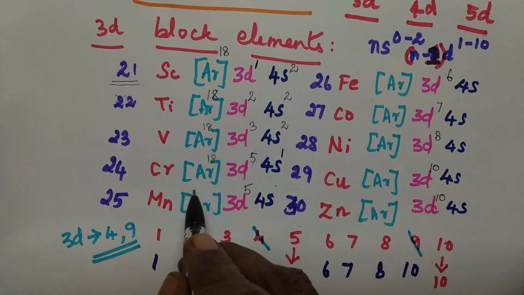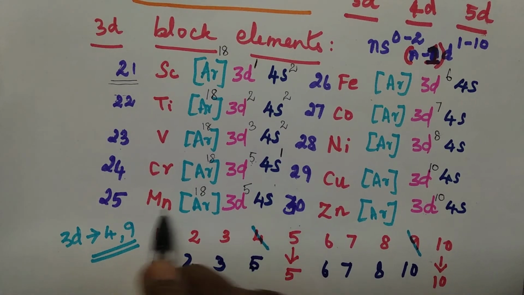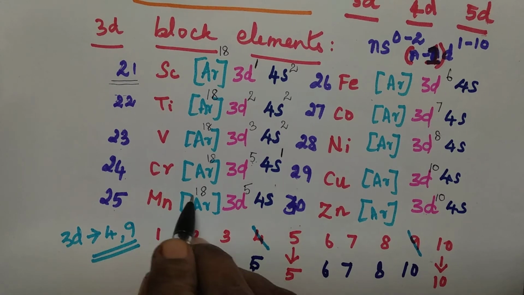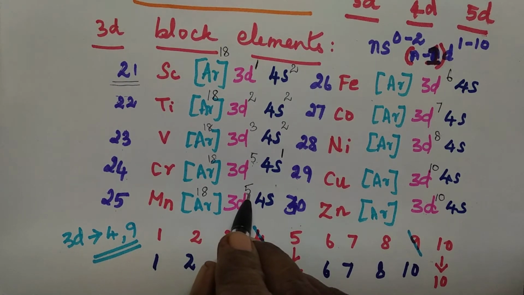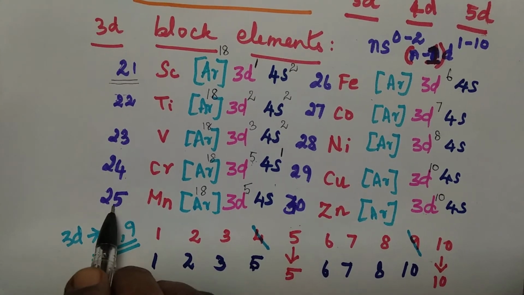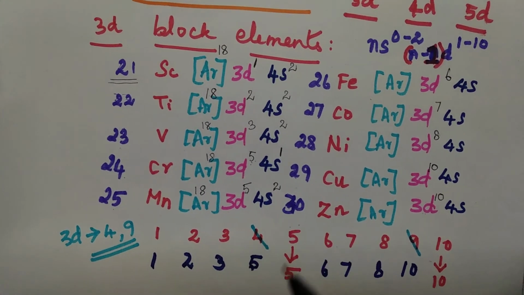Okay, like that, 18 plus 5 is 23. The next one has 25 electrons, isn't it? So 25 minus 23, it is going to be 2.